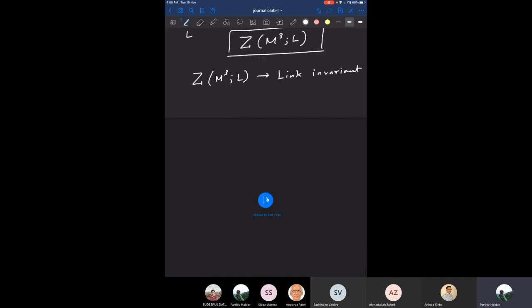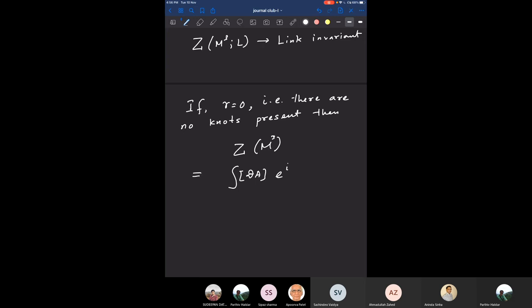If there are no knots, i.e. no knots present, then Z(M3), which is just the path integral of e to the power iS, is a topological invariant of the manifold.